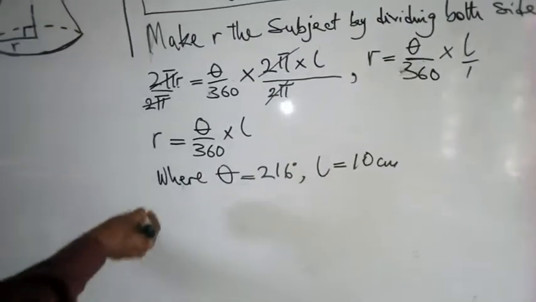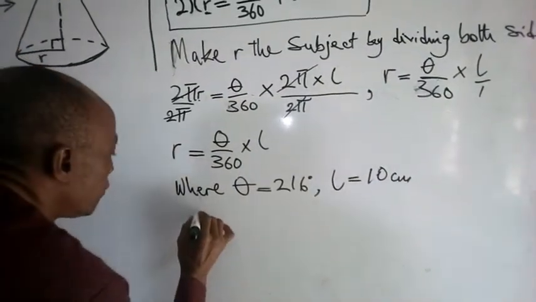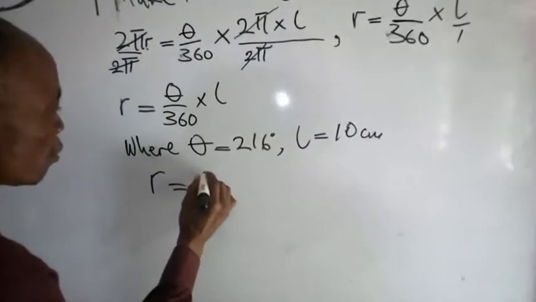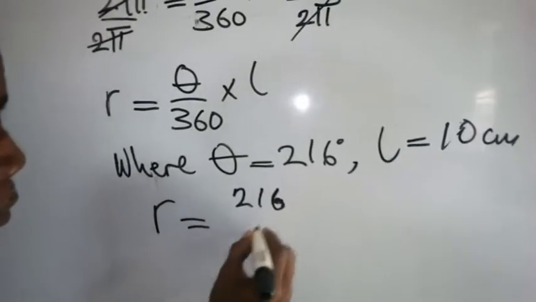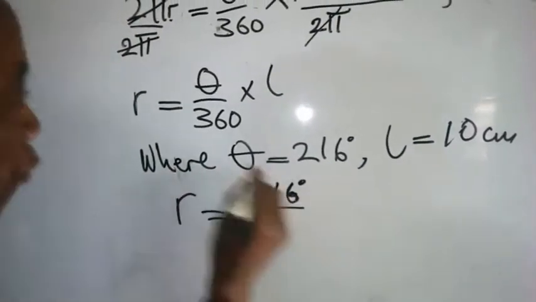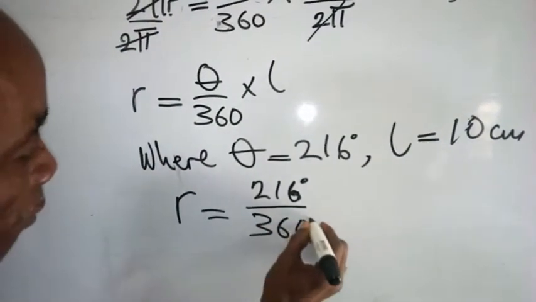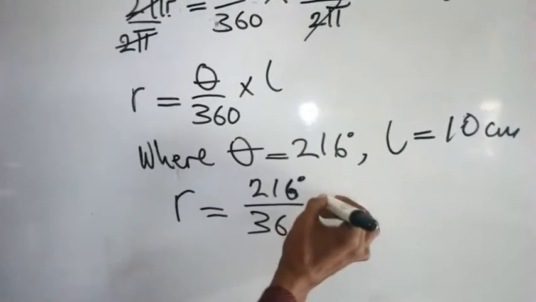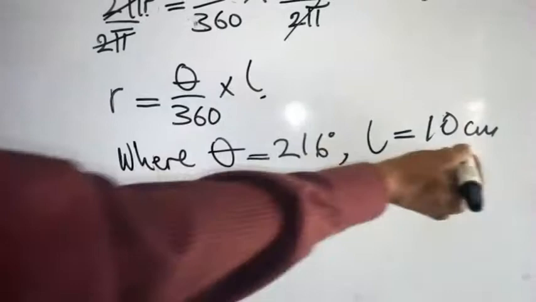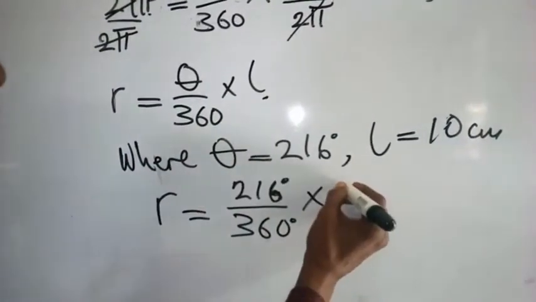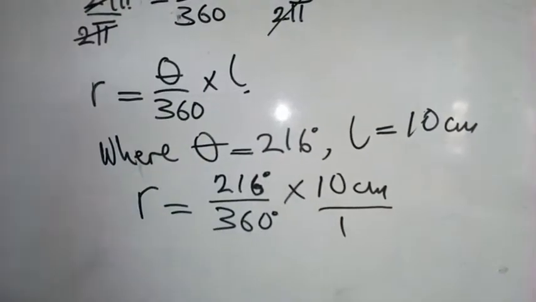We are looking for R. So put it in the formula. Radius is equal to 216 degrees over 360 degrees times slant height, which is this 10, times 10 centimeters. This is very interesting.